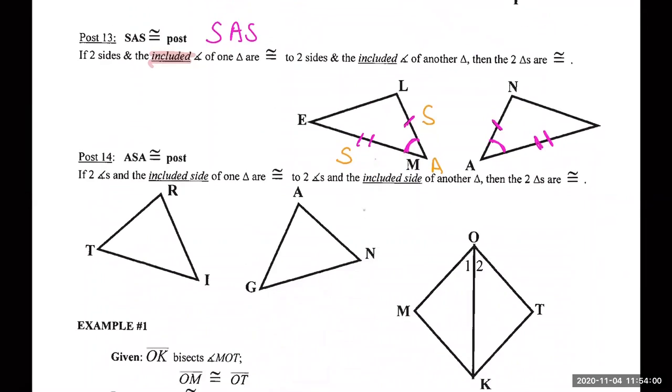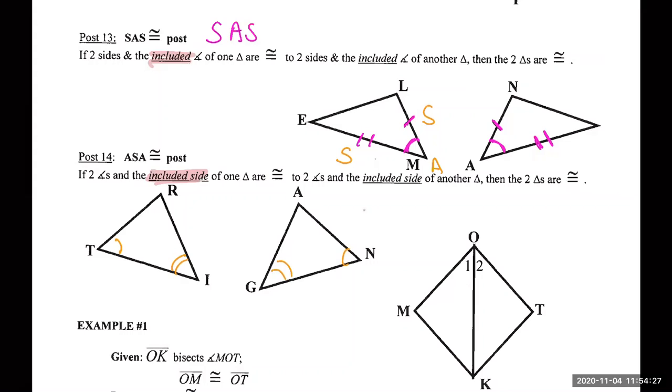Okay, the last one is angle side angle. For this one, instead of the sides being on either side of the angle, now the side is the included piece. So the highlighted part involves an included side. Let me mark off the angles for you, and you tell me what you think. Angle T is congruent to angle N, and angle I is congruent to angle G.